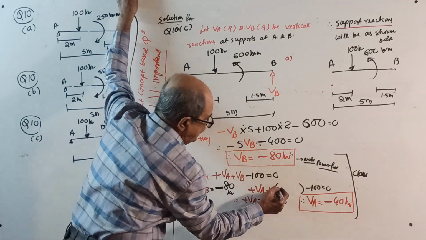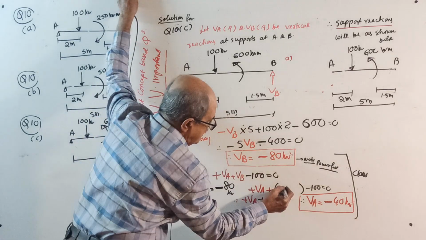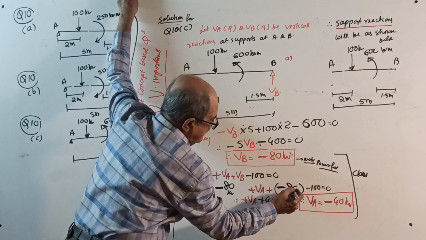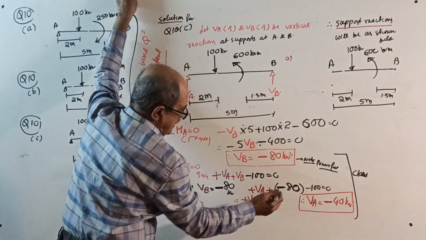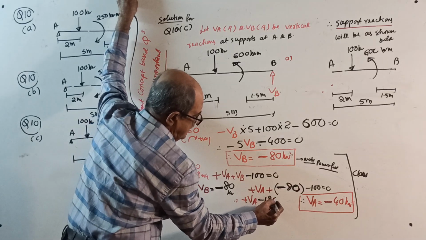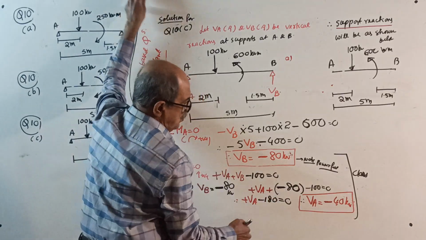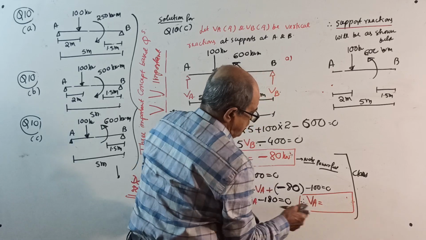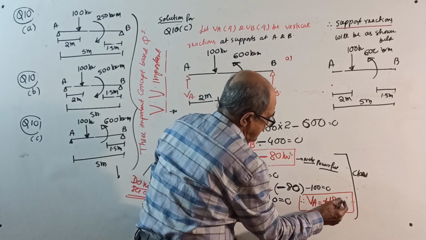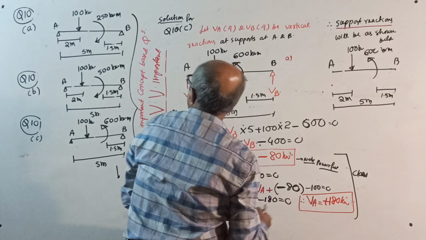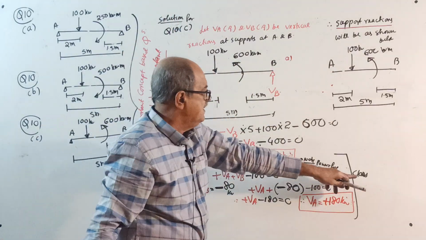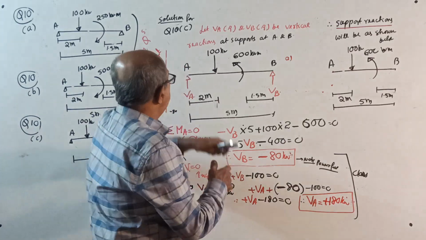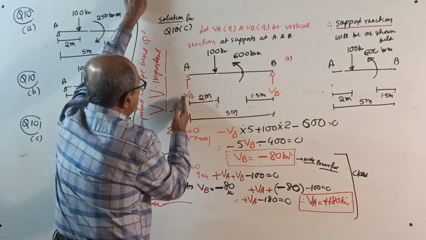This VB value is minus 80. Minus 100 equal to 0. So you will get VA minus 180 equal to 0. VA will come plus 180. 180, correct? 120 plus 60, 180, correct? Over.